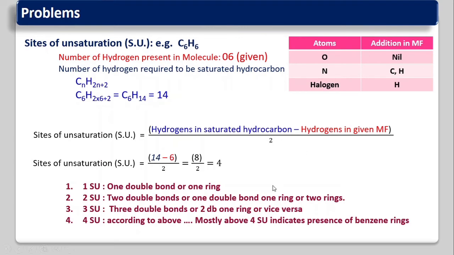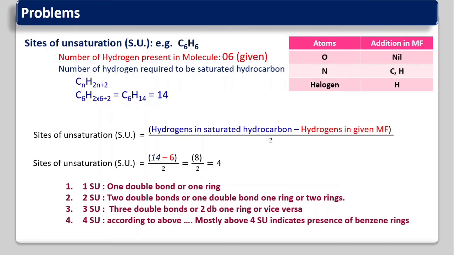See here, C6H6 is, as we know, benzene. So there are 4 sites of unsaturation. In benzene, there are 3 pi bonds, so 3 sites of unsaturation, and benzene contains one ring, that is the 4th site of unsaturation. So if there are more than 4 sites of unsaturation, it indicates the presence of a benzene ring. 3 sites of unsaturation are for the 3 double bonds and 1 is for the ring.